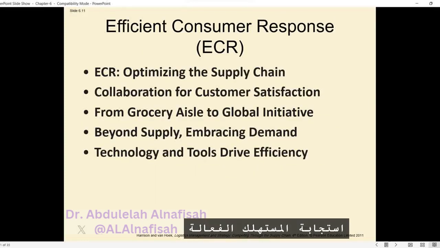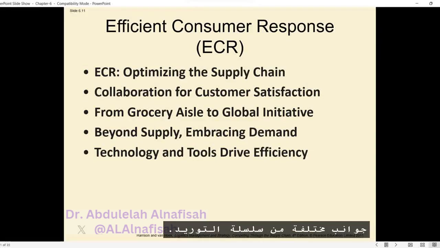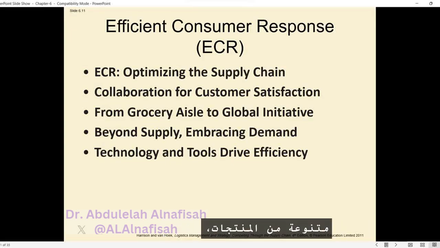Efficient Consumer Response, ECR. ECR is an industry initiative that initially focused on the grocery sector, aiming to integrate and optimize various aspects of the supply chain. This includes product assortment, promotion, new product development, and replenishment. The overarching goal is to meet changing customer demands through effective collaboration among all supply chain members. The ultimate aim is to improve merchandising efforts, inventory flow, and supply chain administration.